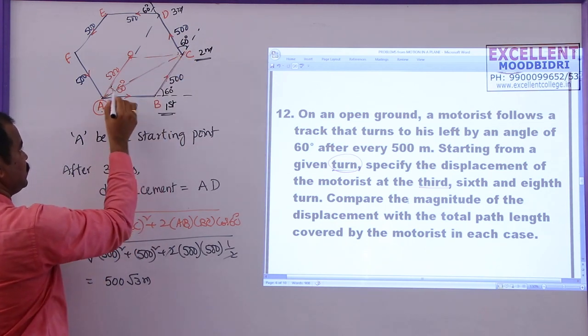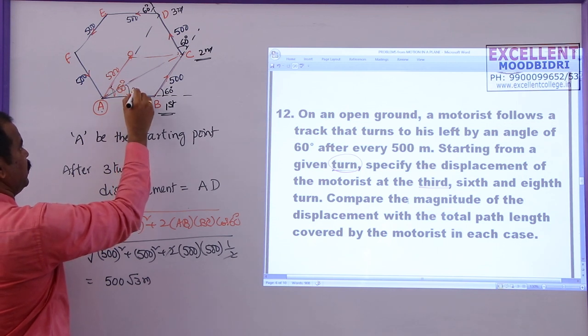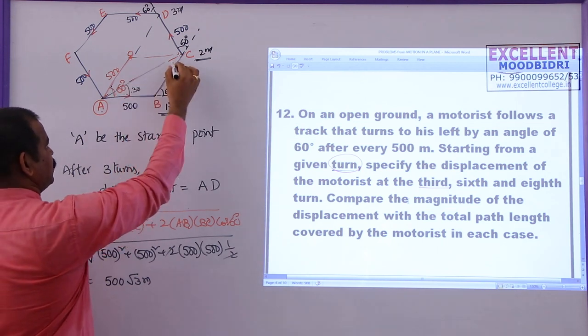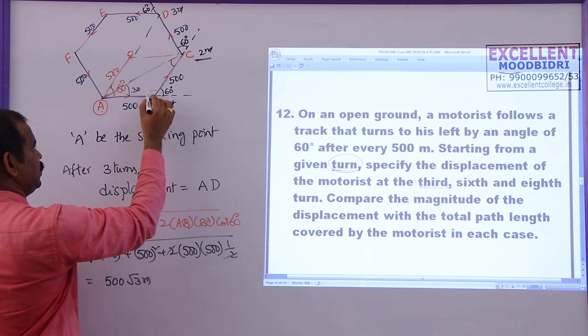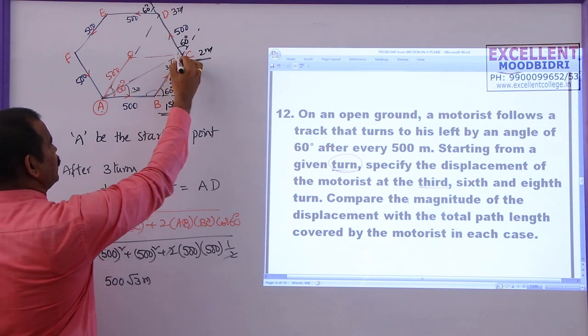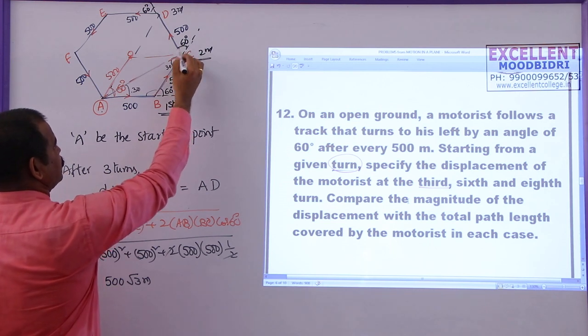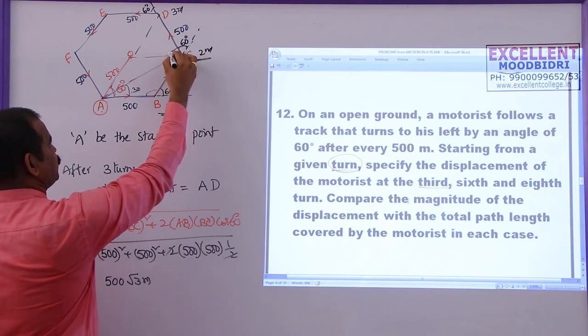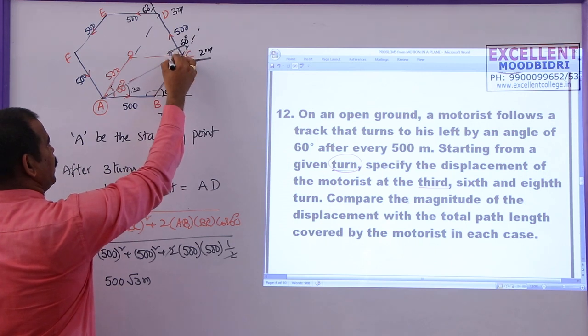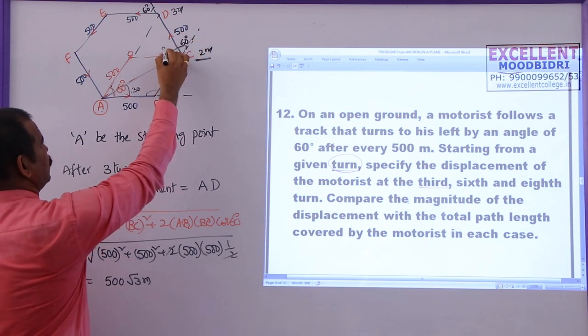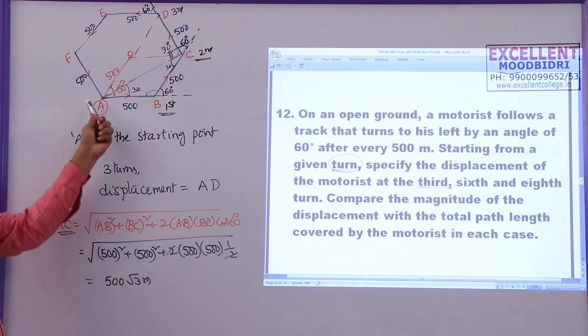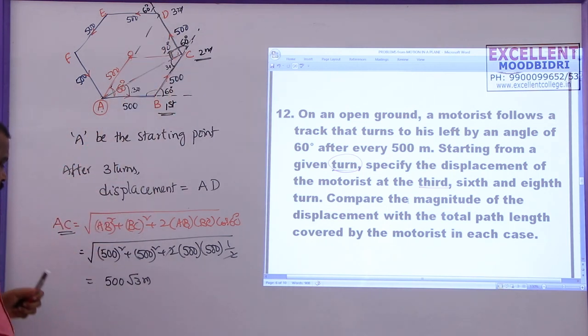If this is 60, this angle will be 30 degrees. So if it is 30, this must be 120 and this is also 30. And this angle, as this is 60, the total angle is 60 plus 30. So this angle must be 90 degrees, because the sum of the total angles on a straight line must be equal to 180. So this is 90. The angle between AC and CD is 90.